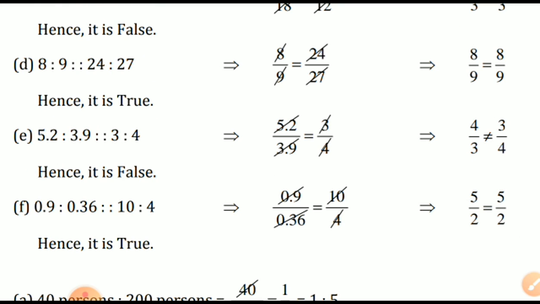That means in proportion. Now about E, look, 5 is to 2... and 3 is to 4 on the right side. That means 4 is to 3 and 3 is to 4. Are they equal? No. It's wrong. Okay. Some students have a doubt.